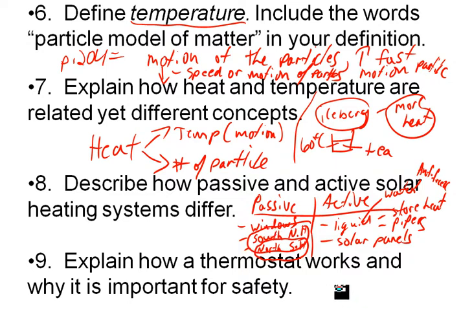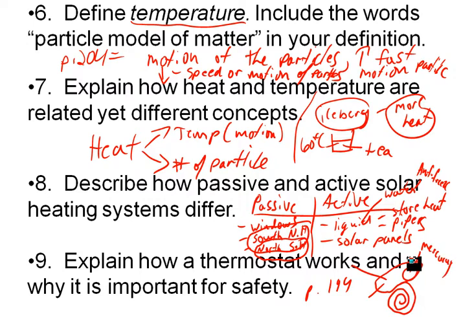Explain how a thermostat works. Well, there's a great diagram of a thermostat in your book. While I pull it up, I just want to talk about how a thermostat works. So on page 199 is a picture of a thermostat. So here's my glass tube. There are wires connected, and there's a bimetallic coil. There's a bead of mercury right here.